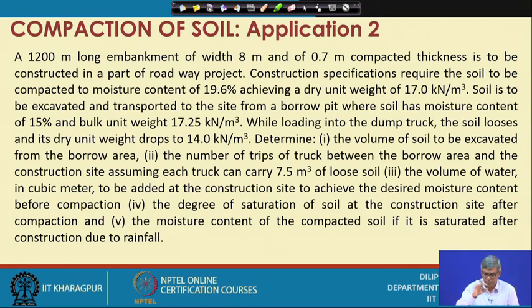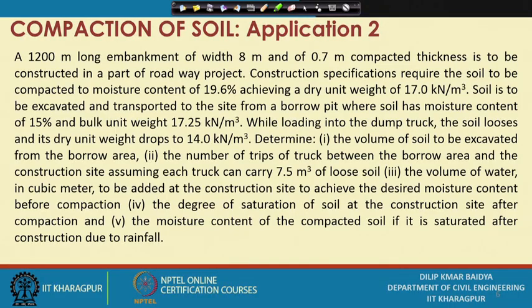So, what are the things that are known? The volume of the compacted work is known, and the requirement, what the dry density is and what the moisture content is, are known. Soil is to be excavated and transported to the site from a borrow pit where soil has moisture content of 15% and bulk unit weight of 17.2. There, the bulk unit weight is given, water content is given, so I can find out the dry unit weight. From there I can again find out the volume required from the borrow pit to get that much compacted volume.